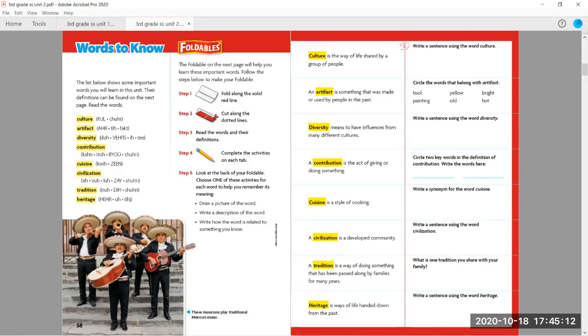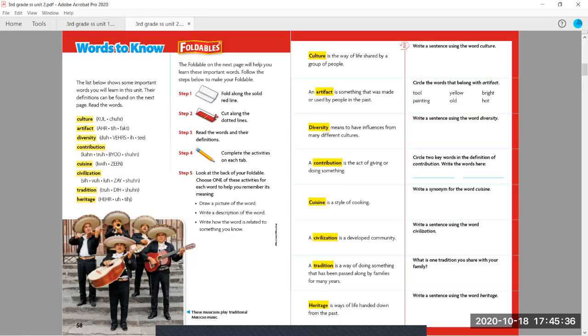So circle the words that belong with artifact. So something, remember, it has to be something that people made or used. So a tool could be an artifact, a painting could be an artifact. The rest of these words don't relate to the word artifact, other than the word old, because it's talking about things that are in the past.